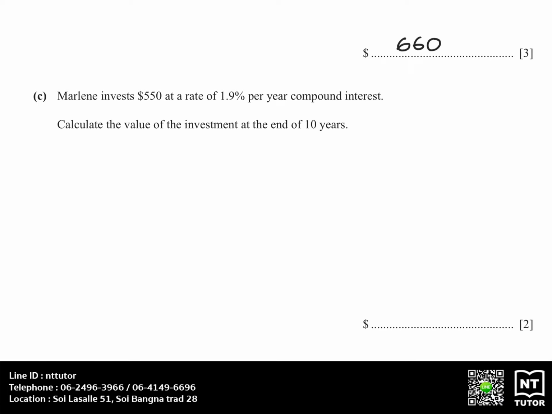Marlene invests $550 at a rate of 1.9% per year, compound interest. Calculate the value of the investment at the end of 10 years. Since it's compound interest, it means that it increases by that percent from the previous year. When we want to increase something by 1.9%, it's the equivalent of finding 100 plus 1.9% of that value.